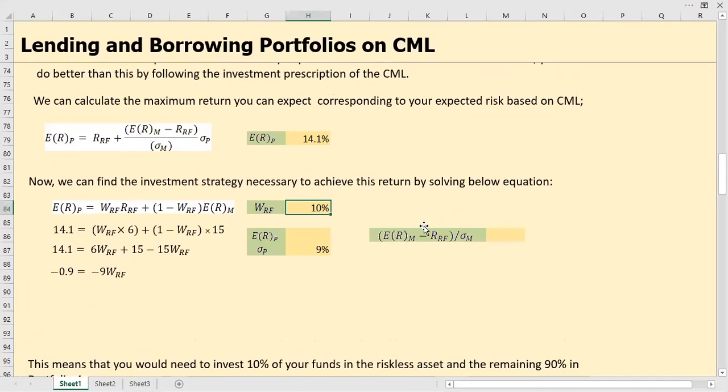So what does this mean? Now, when you have a 10% weight for the risk-free asset, you can achieve a return of 14.1%. You can achieve a return of 14.1%. So that is the main idea here.